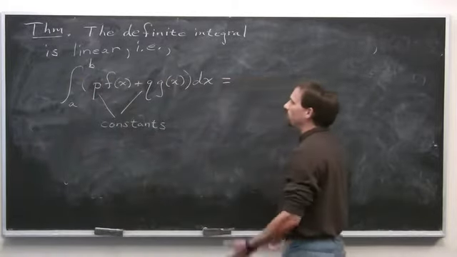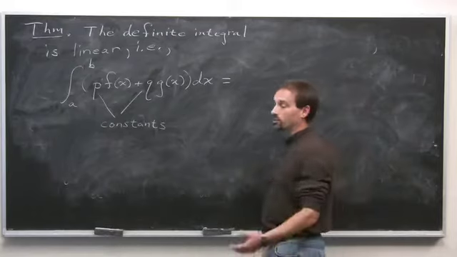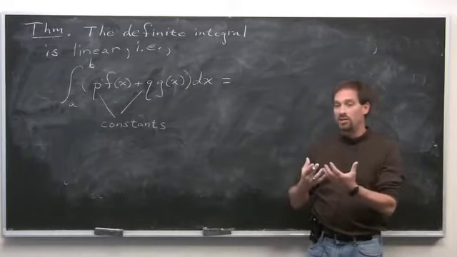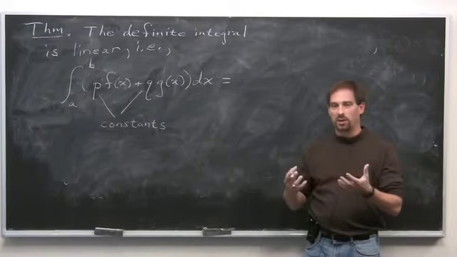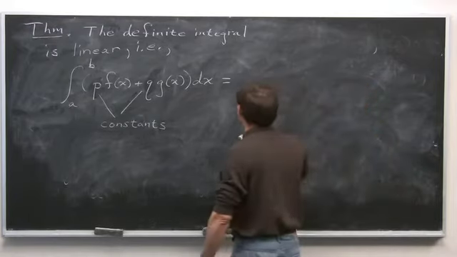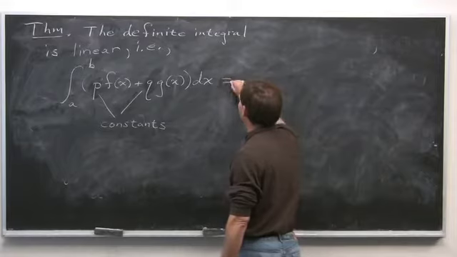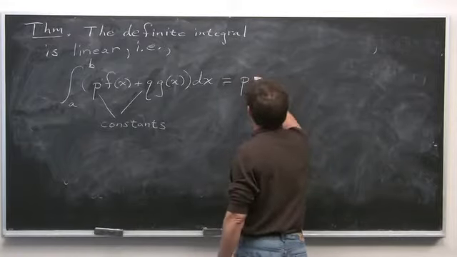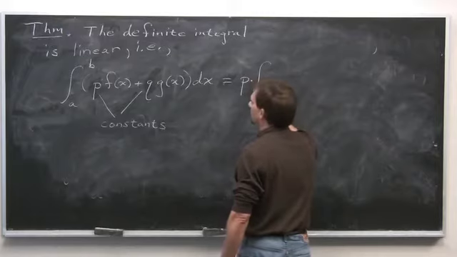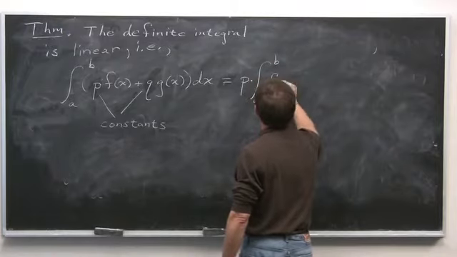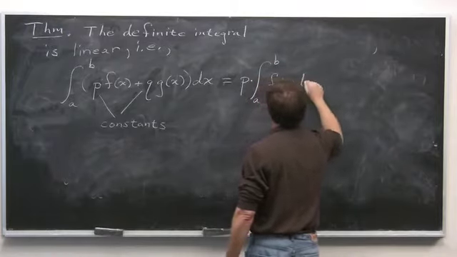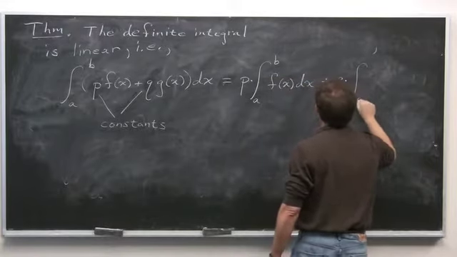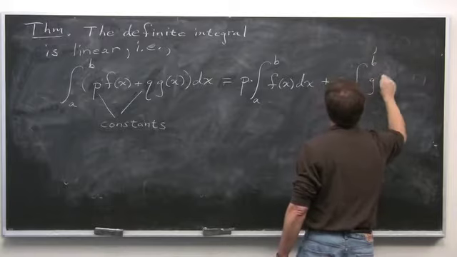You can split up the sums and pull out the constants. Why is this true? Because you can do it for summations. Summing is linear. You can split up sums and pull out constants. And definite integrals are just a limit of sums, and that's why this is true. You get P times the integral from a to b of f of x dx plus Q times the integral from a to b of g of x dx.